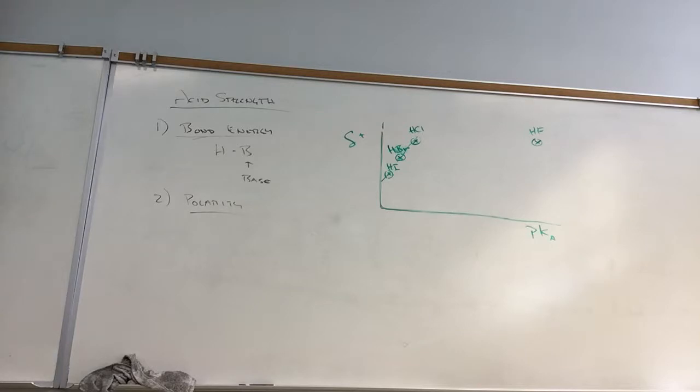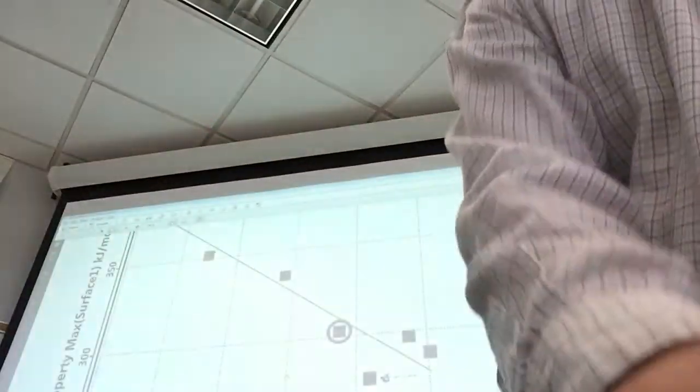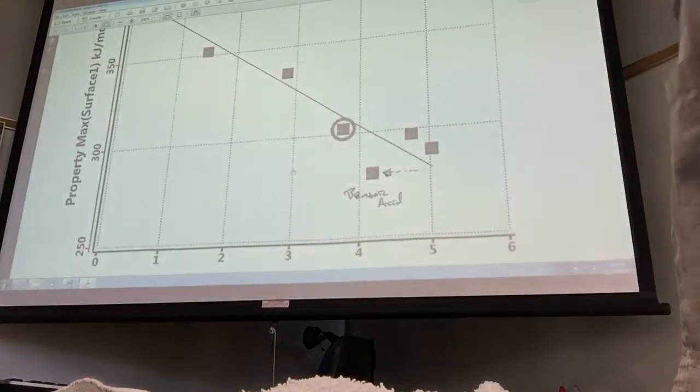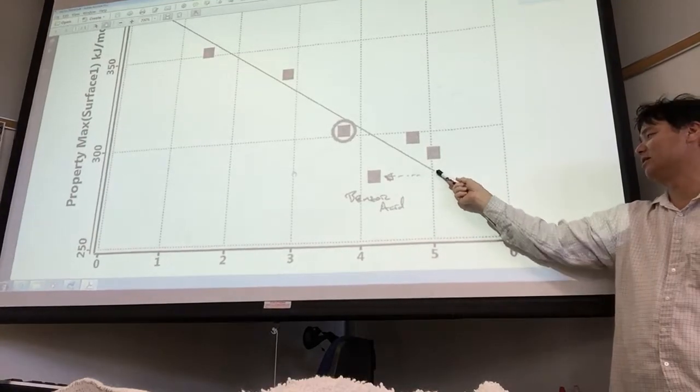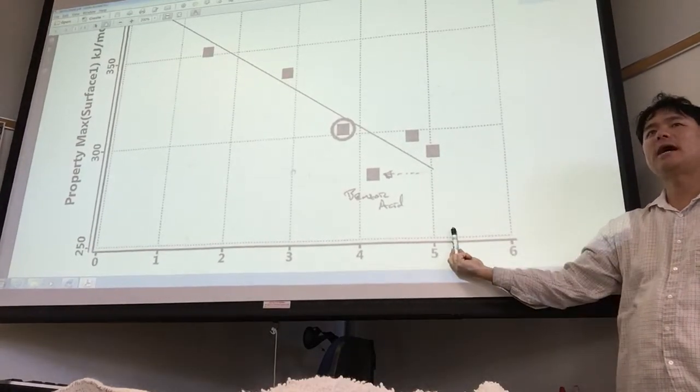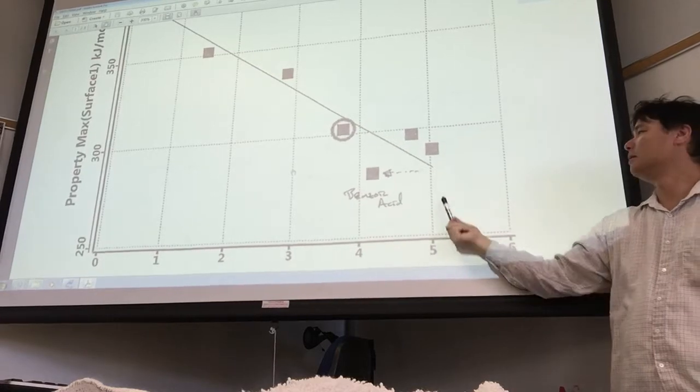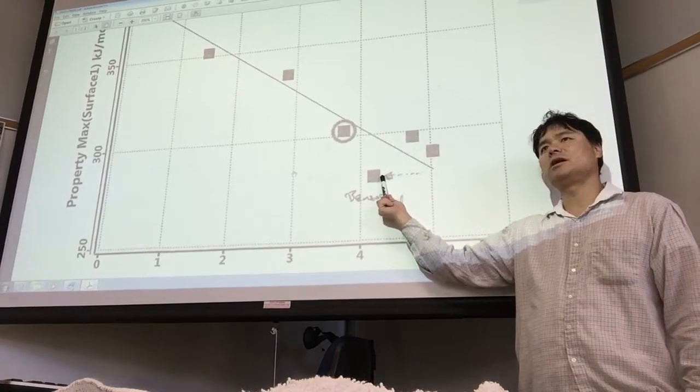The least polar is benzoic acid, but is it the least acidic? No. So we're going to ignore this, which is what I mean by outline, because there's got to be some other factor that is causing benzoic acid to be weaker than expected. Because based on polarity, if we follow the trend line, benzoic acid should be here, with a pretty high pKa, meaning a weak acid.